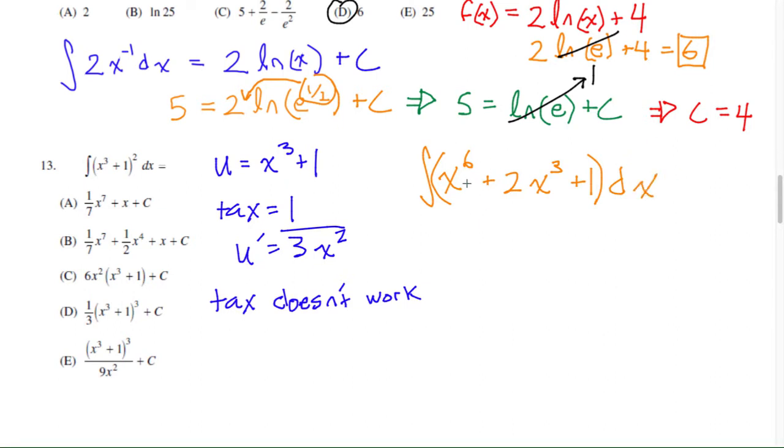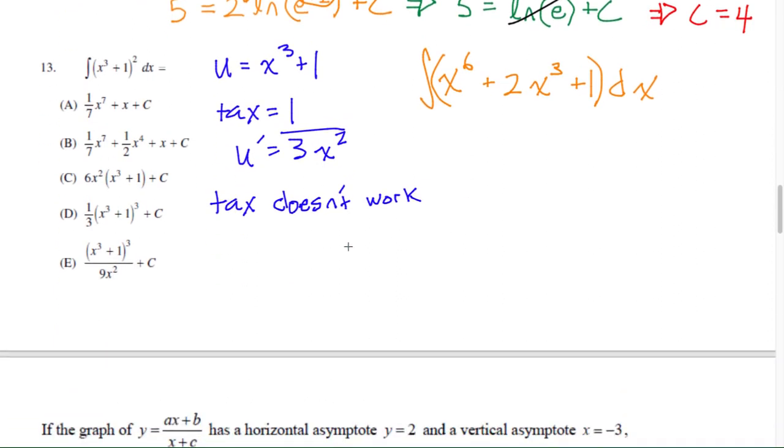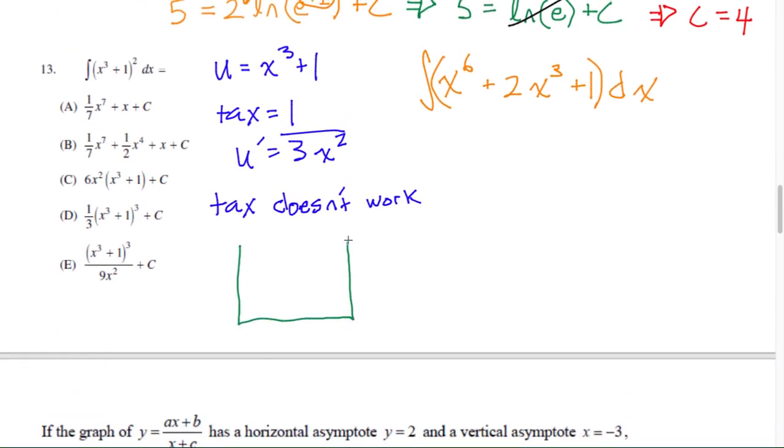So wait, where did that 2x to the power of 3 come from? I will show you the longer way of doing this. So the shortcut is square the first, double the product, square the last. I'll really quickly show you the long way, which is x cubed plus 1, x cubed plus 1. So this is x to the power of 6. This is x cubed. This is x cubed. This is 1. X cubed plus x cubed is 2x cubed.